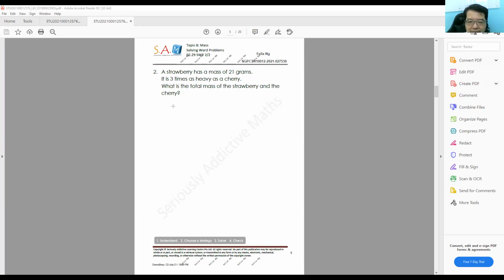A strawberry has a mass of 21 grams. Okay, 21 grams. This is strawberry.